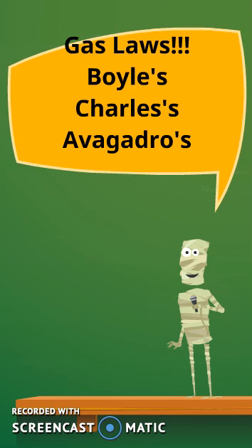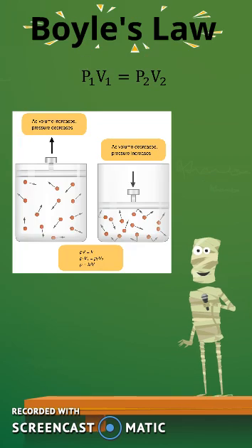The three simple gas laws are Boyle's, Charles's, and Avogadro's laws. Boyle's law deals with volume and pressure. Volume and pressure have an inverse relationship. As one increases, the other decreases. For example, if you had a box of air and you decrease the volume of the box, the pressure would increase due to more collisions with the container wall. We can see this in Boyle's law's equation as P1V1 equals P2V2.